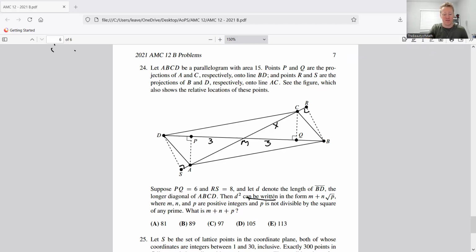That goes for all problems that say can be written in the form. Just find it first, then worry about its form. Or at least have an idea of how you will find it. Okay, so now what? We look back. I need to find D squared.